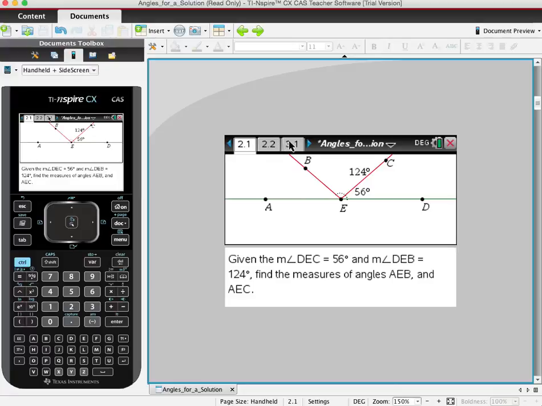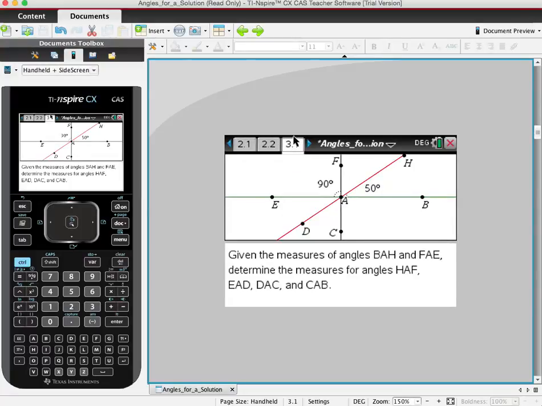So really quickly, I'm going to just go through the rest of these and try to give you guys a few hints. So if you look at problem 3.1, notice it wants us to find these 4 angle measures given that EAF is going to be 90 degrees and HAT is going to be 50 degrees.